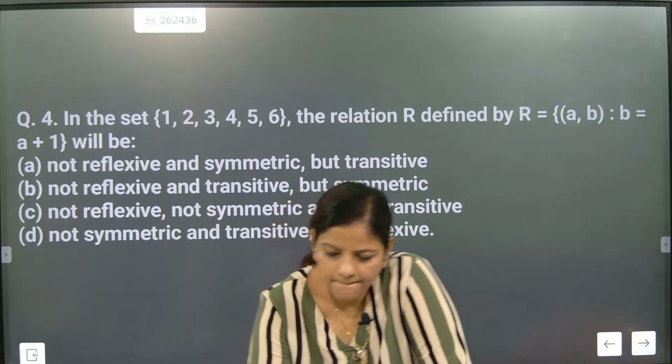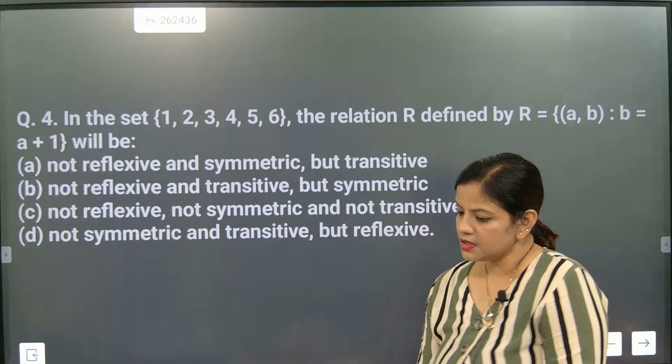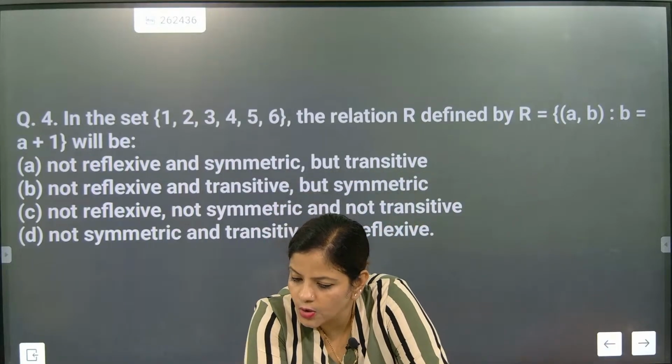Option is D. Okay, anyone else? Okay, Sanjana is telling option is C.